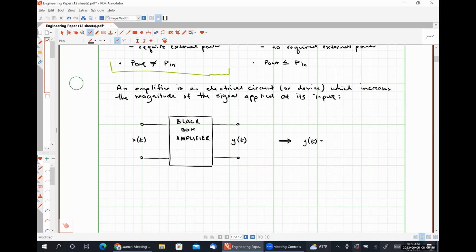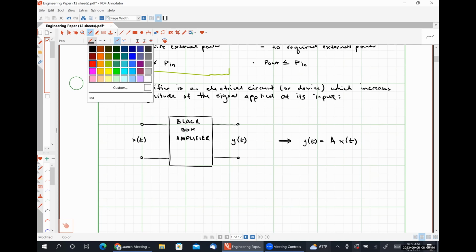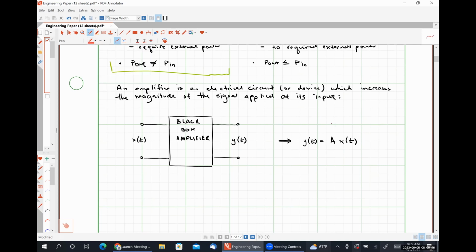So we're going to have this relationship. Y of t will be equal to A times X of t, where A is commonly referred to as the gain of the amplifier. So inside my amplifier block, I'll define my gain as the ratio of the output signal to the input signal. And so from this, we can actually classify several different types of amplifier.